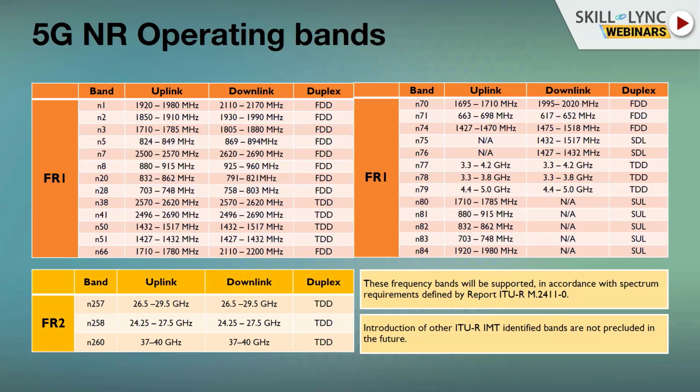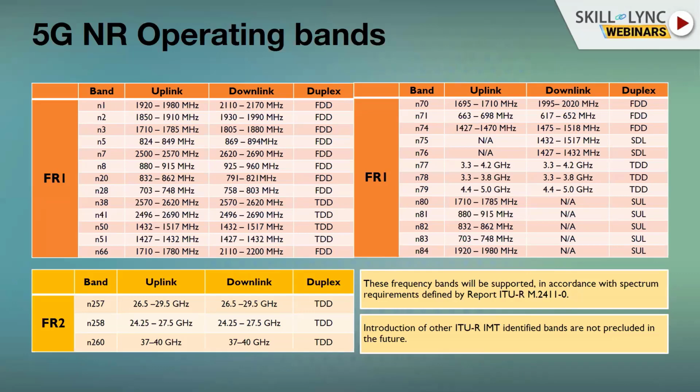In accordance with the spectrum requirements defined by another report of 3GPP. As you can see from this table, NR has introduced a new notation for bands which starts with N: N1, N2 to N66. So band 20, for instance, is noted N20, where in LTE it was termed B20, which is band 20.